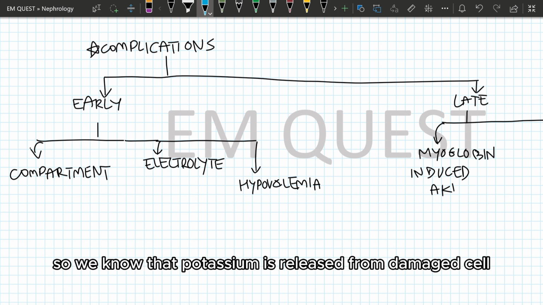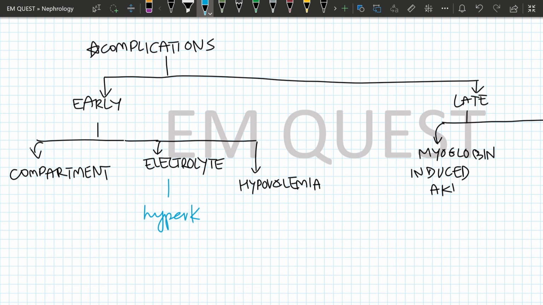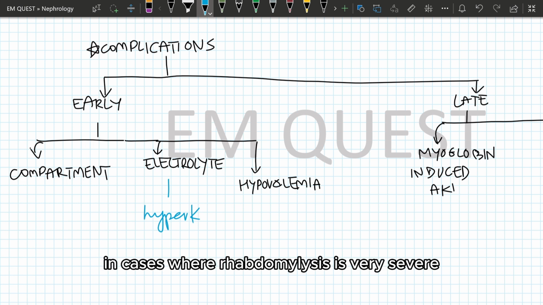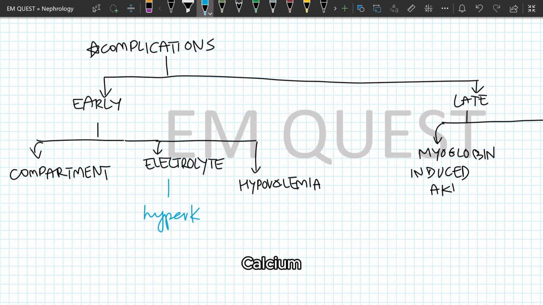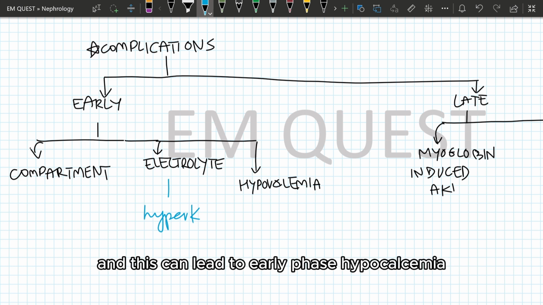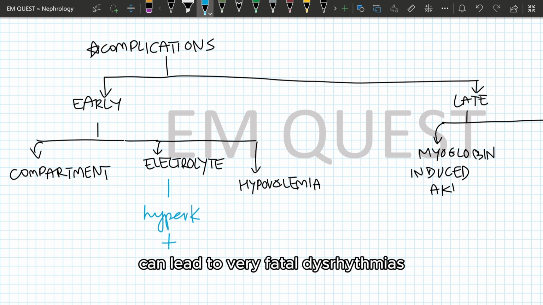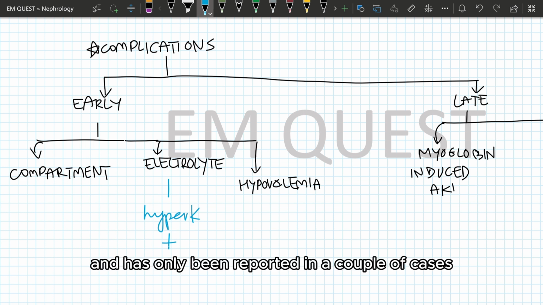So we know that potassium is released from damaged cells, and what it can lead to is hyperkalemia. In cases where rhabdomyolysis is very severe with extensive muscle damage, calcium phosphate crystals can deposit in the damaged muscle, and this can lead to early phase hypocalcemia. So this hypocalcemia with this hyperkalemia can lead to very fatal dysrhythmias. Obviously, this is rare and has only been reported in a couple of cases.